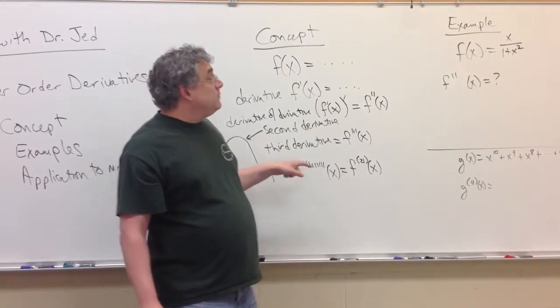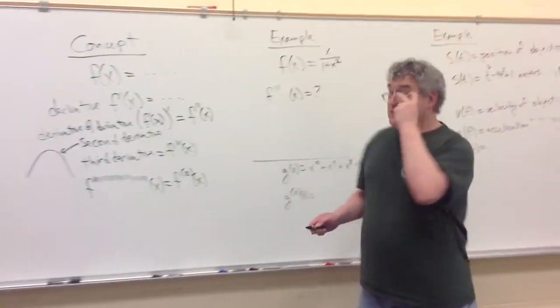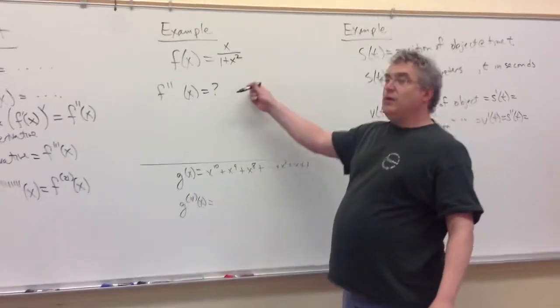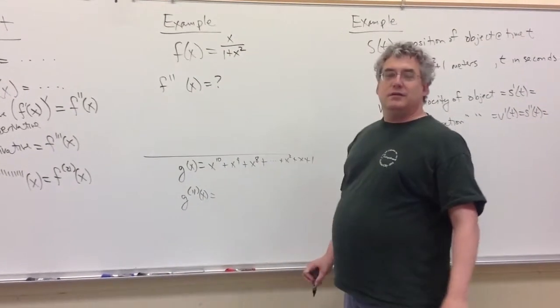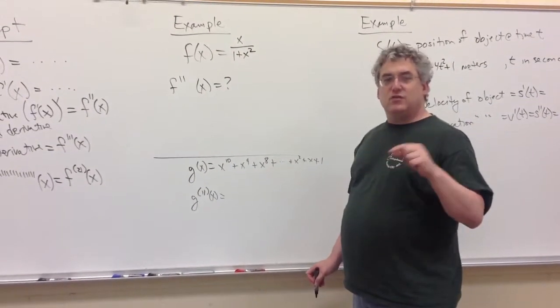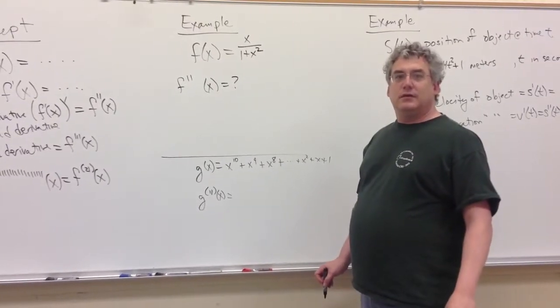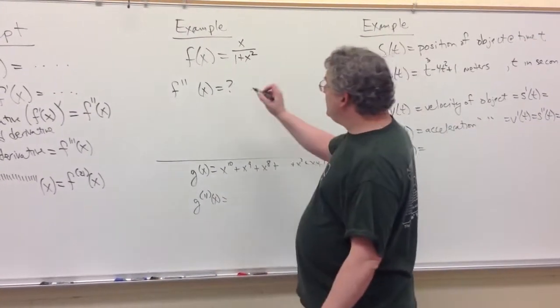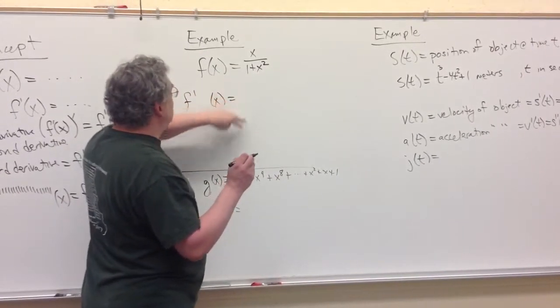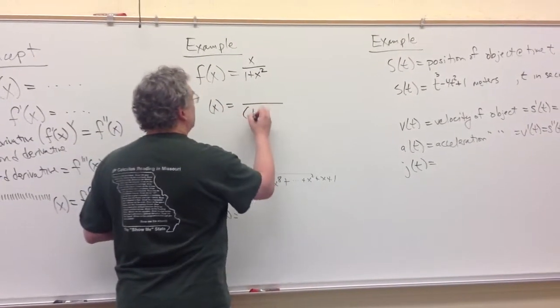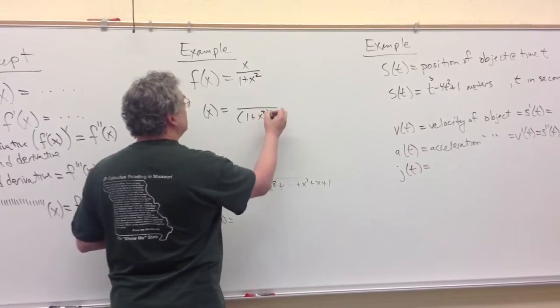Let's try an example, not of that, but of higher order derivatives. Here's a function. I want to know what the second derivative is. So, try it out. Remember, we're taking the derivative of the derivative. Okay, well, in order to do that, we need to take the first derivative. So I'm going to erase this prime here, so I'm going to actually calculate the derivative. I'm going to get 1 plus x squared here, squared.